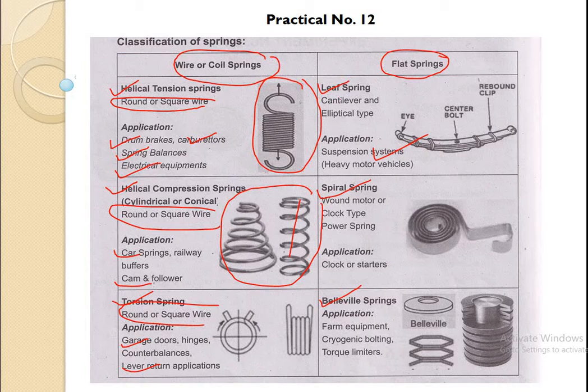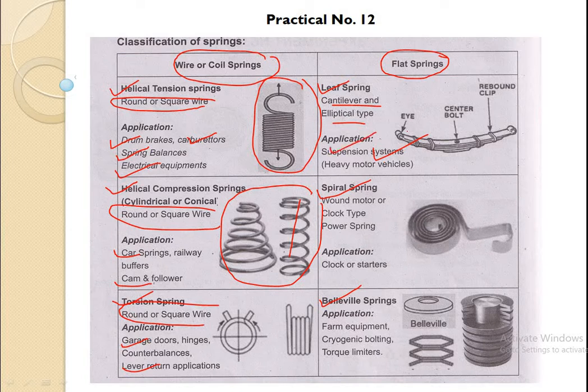Now flat springs, the leaf spring. The common spring that we are using is the leaf spring. It is a cantilever or elliptical type. We have already seen the theory part of the leaf spring. What is the construction of the leaf spring? How many plates are there? What is meant by eye? What is meant by center bolt? What is meant by rebound clip? What is meant by the master leaves?